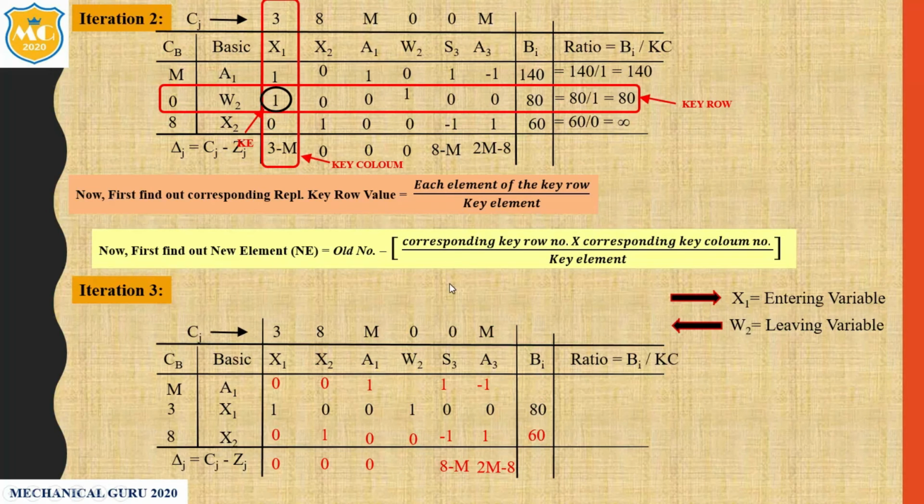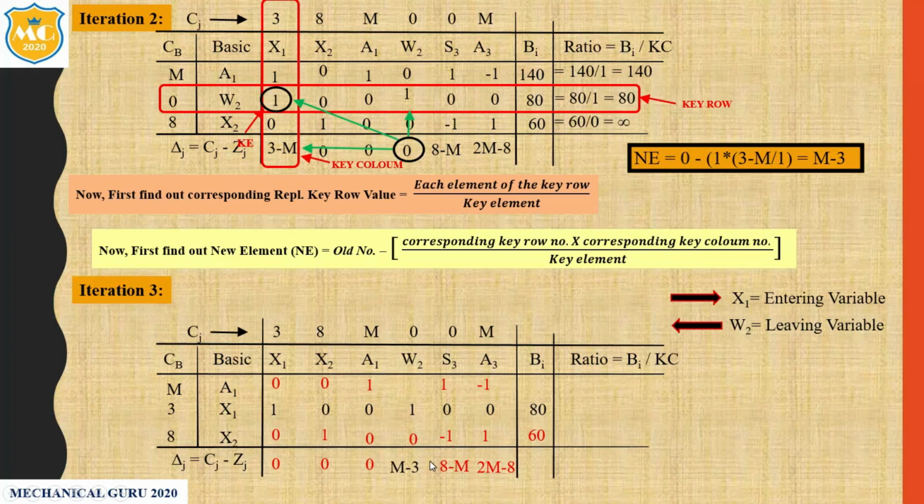Same equation we have to use. So first we have to find out this value, delta j. So here old number 0, corresponding key row 1, corresponding key column 3 minus M, and corresponding key element 1. So here 0 minus 1 into 3 minus M divided by 1. So here M minus 3. Next, for w2: 0 minus 1 into 1 divided by 1. So here we get the minus 1.